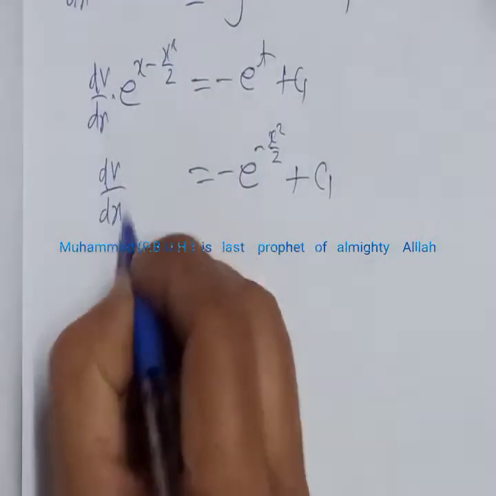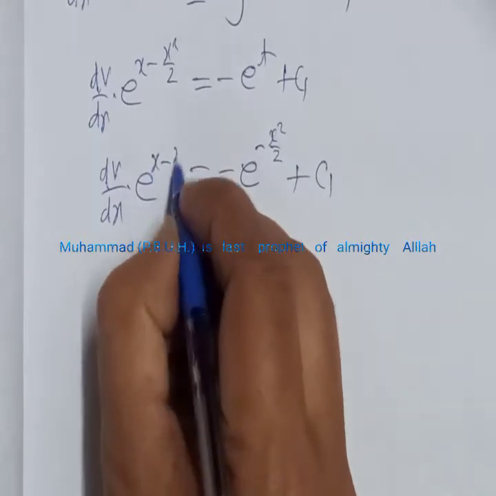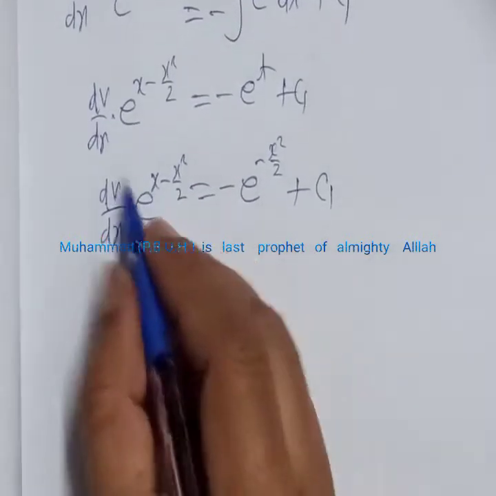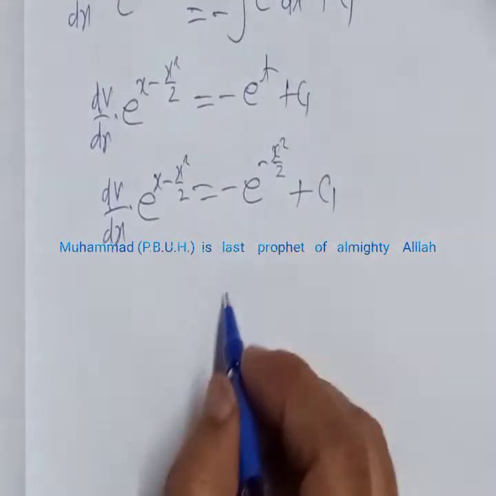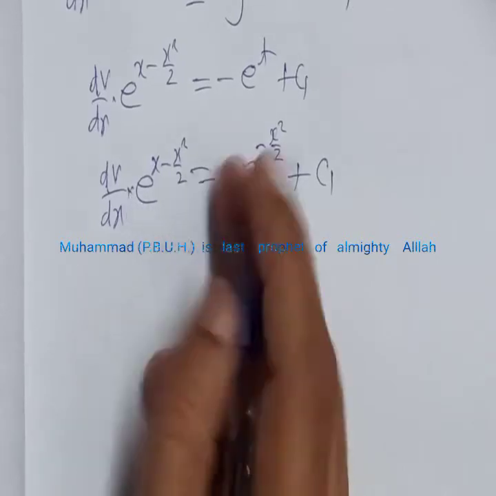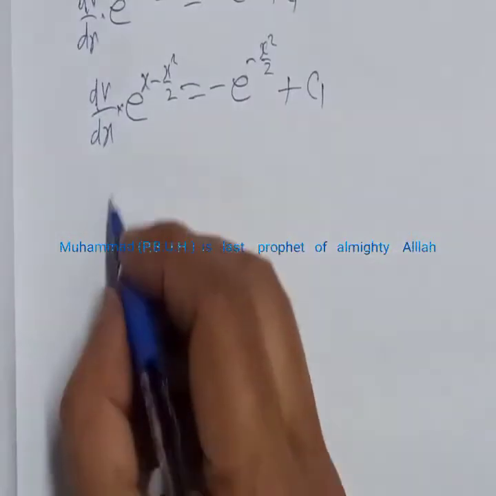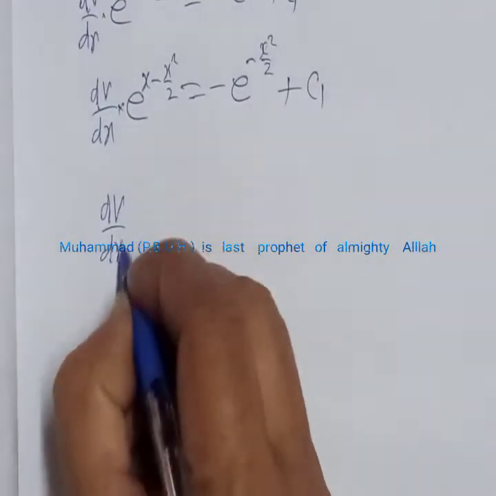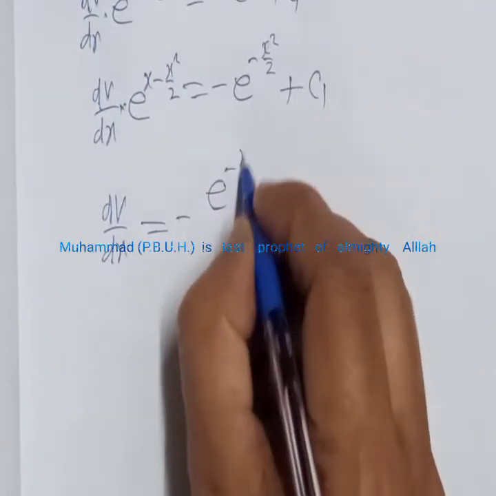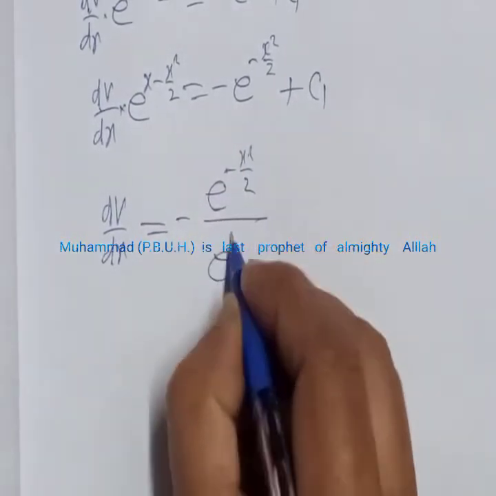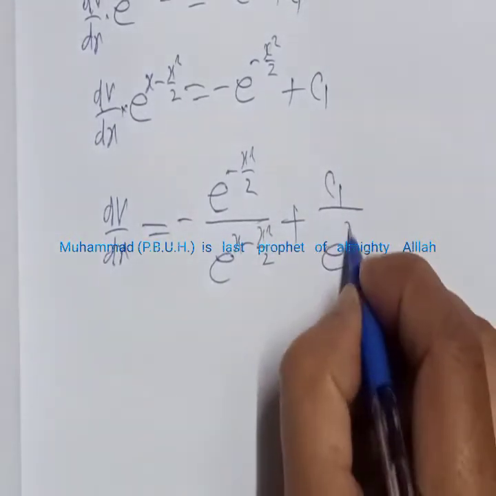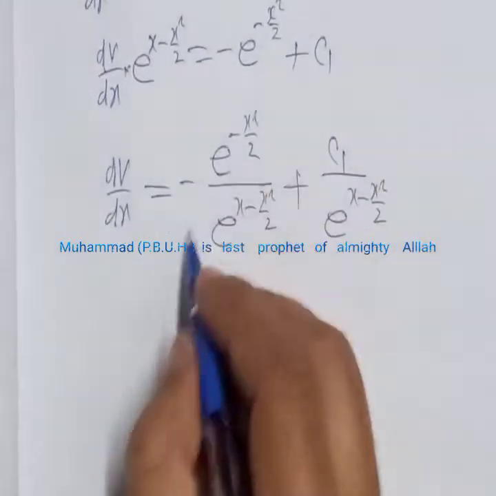Now there are two variables x and v, so we can separate them easily and integrate. First we divide by this factor and get dv over dx as e to the power x square by 2 divided by e to the power x minus x square by 2, also c1 divided by e to the power x minus x square by 2.